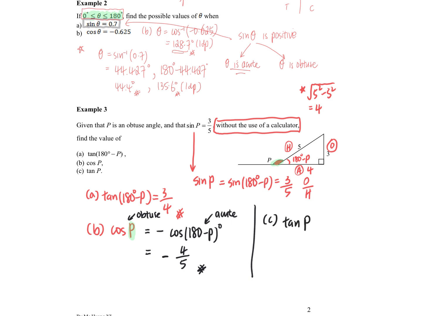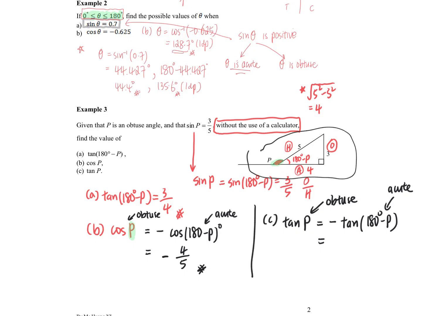Okay, same thing, tangent P. P is obtuse, but I want to relate it to the acute one. Just now on the first page, we know that tangent obtuse is negative tangent acute. So this is the acute one, the same triangle that I'm referring to now. Tangent is O over A, so it's 3 over 4, but with a negative sign. Just remember: same ratio, but add in the negative sign. Yes.